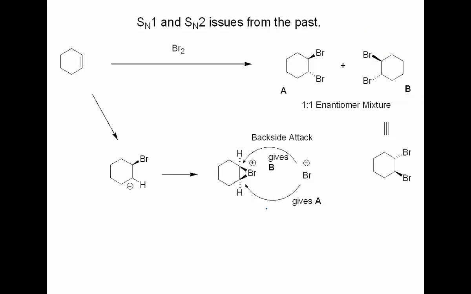Okay. What about this reaction from chapter 6, bromination? We said that we're going to get the trans isomer, and we're going to get it as a 1-to-1 mixture of enantiomers. Okay? All right.